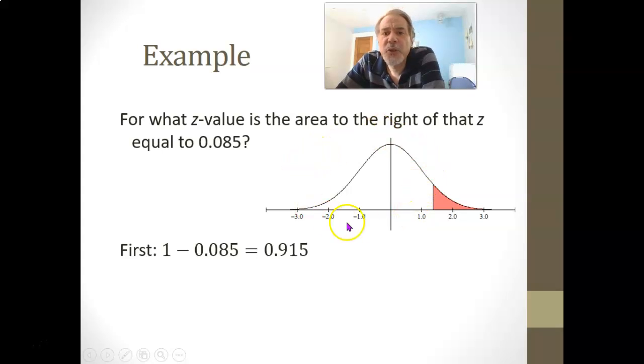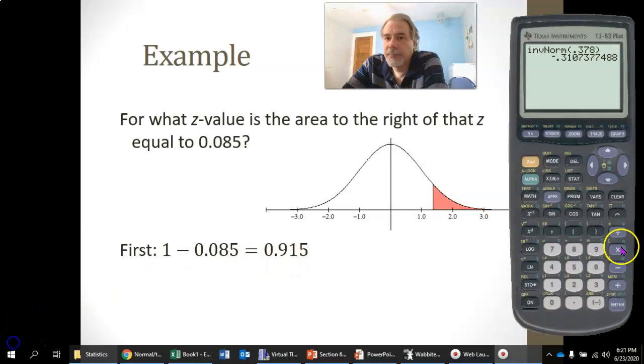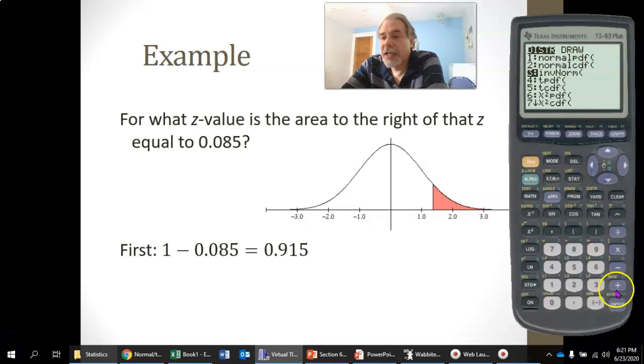And that's what we need to work with. That's what we need to give to the calculator. So we're going to take that 0.915 and put that into the inv norm. So if you're using the graphing calculator, select inv norm and ask it for the inv norm of 0.915. And it gives me approximately 1.37 for the answer.